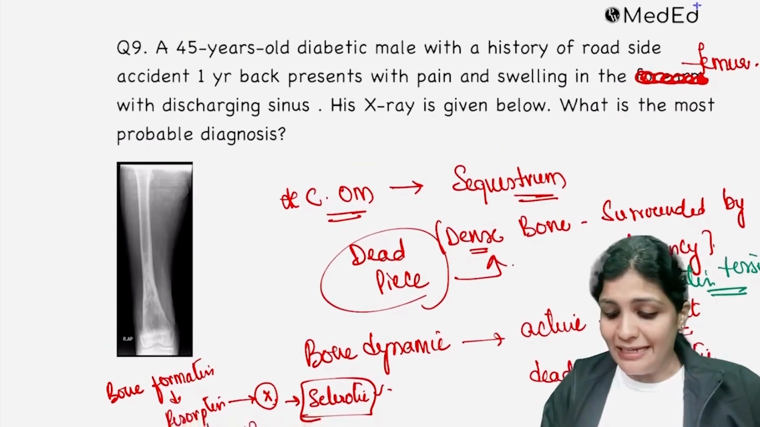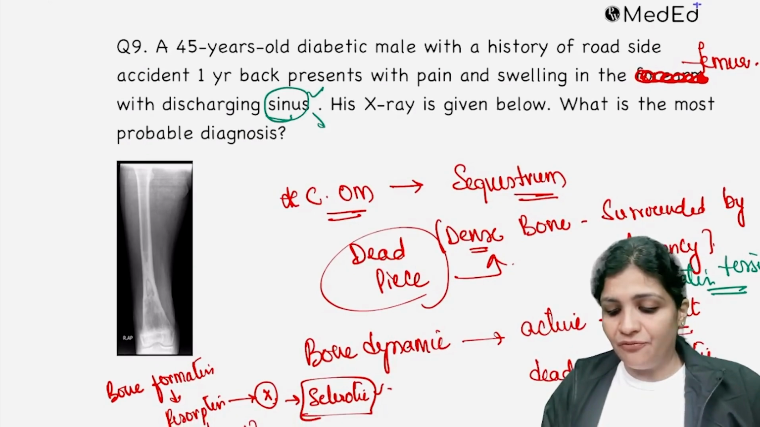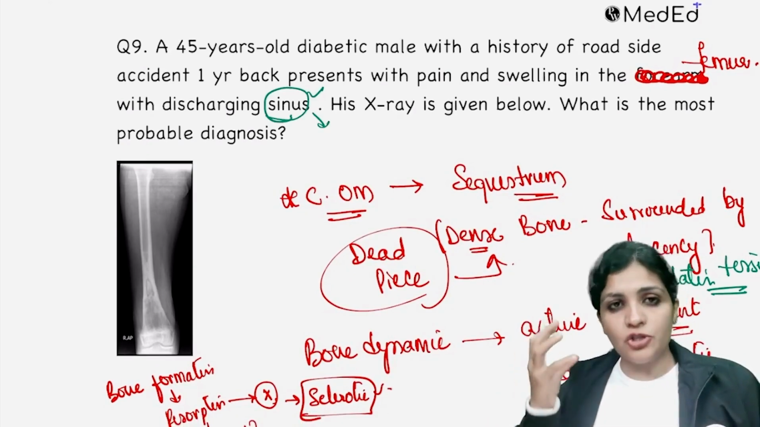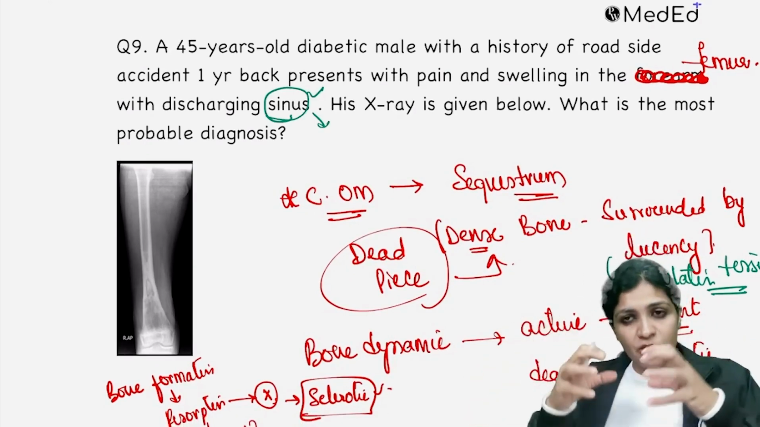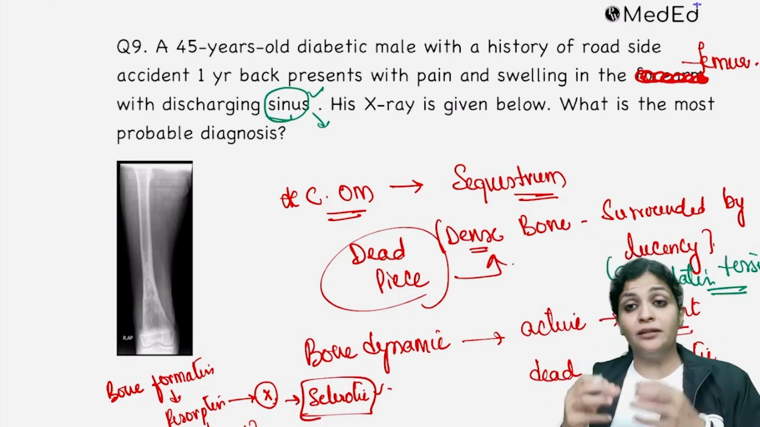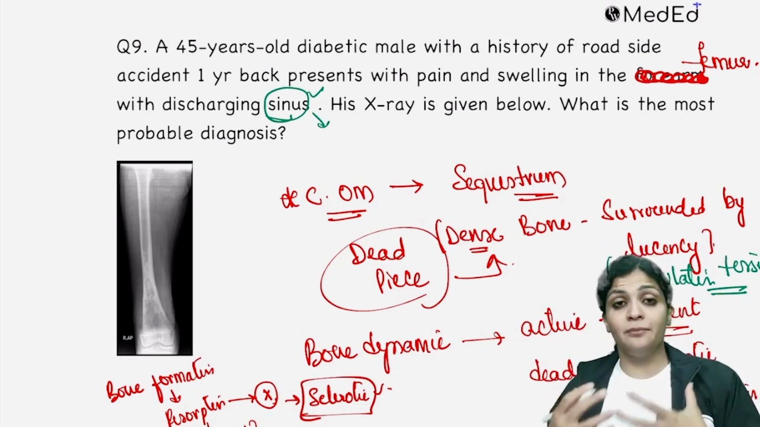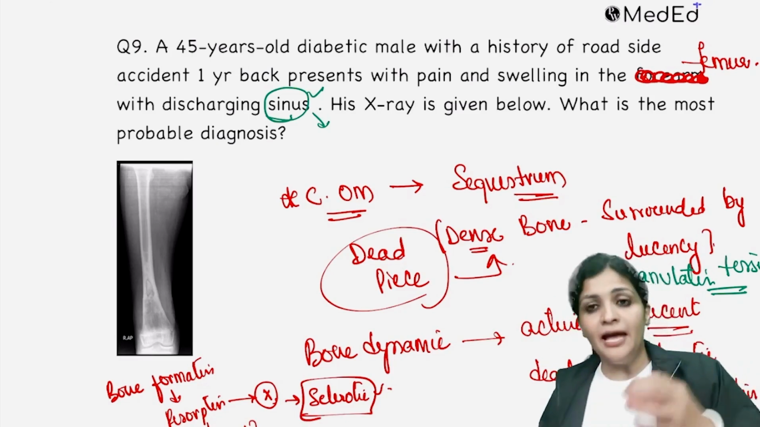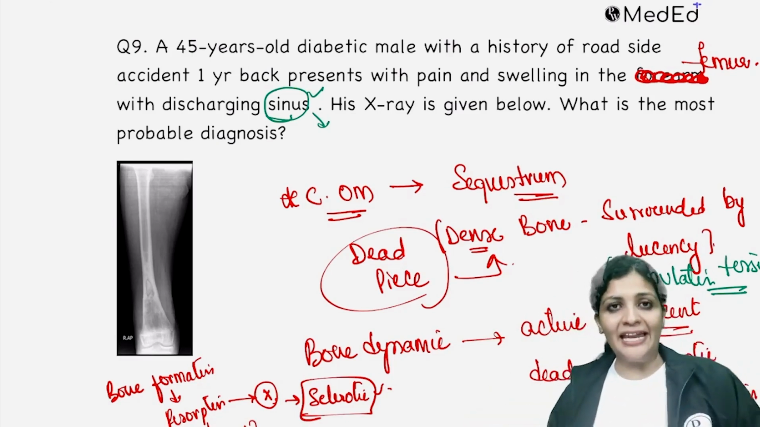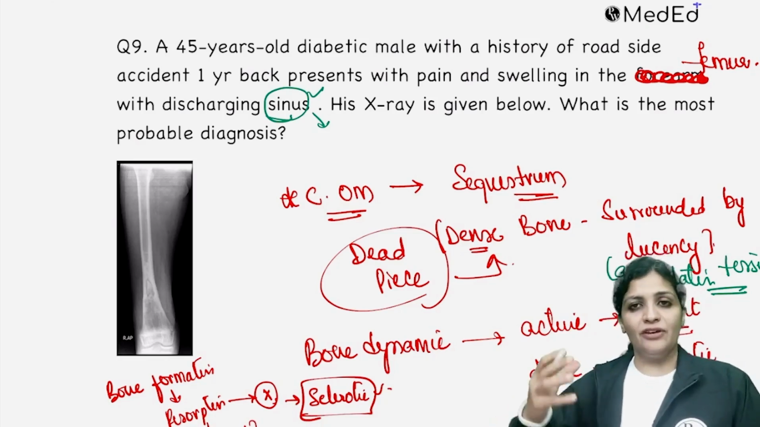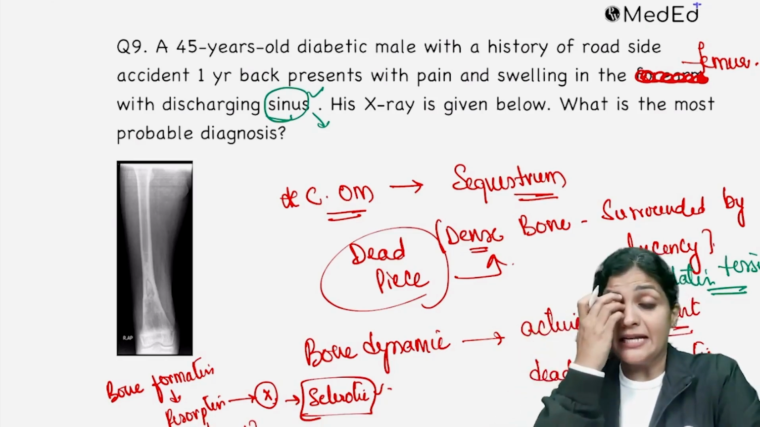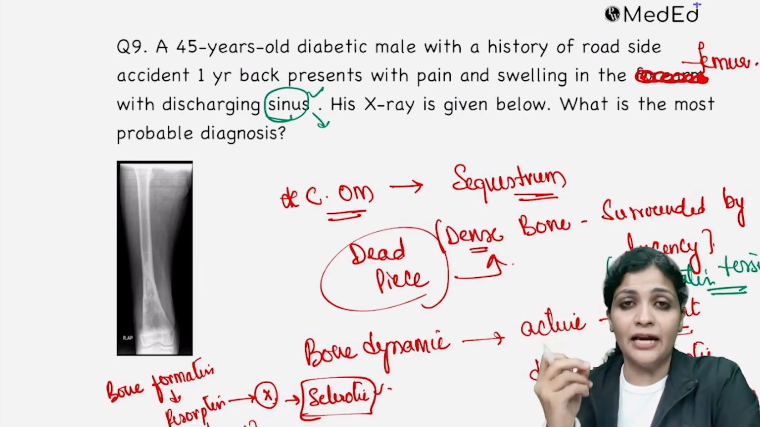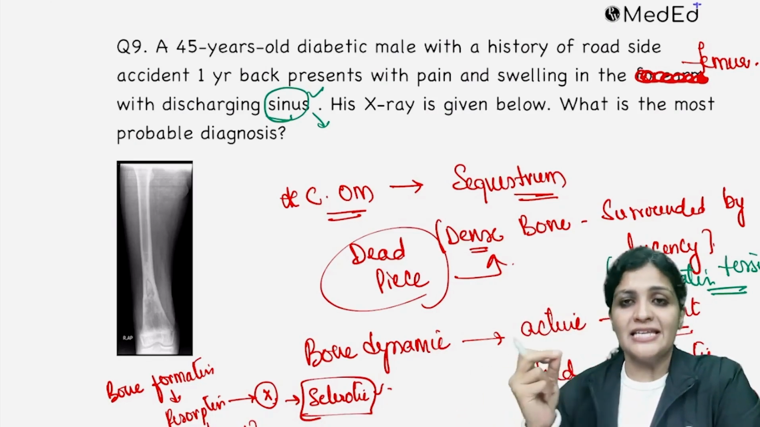Whenever you see a sinus, a discharging sinus is a feature of chronic osteomyelitis. That means there is an infection present inside the body which the body defense mechanism cannot control. Hence, it spreads from the bone to the soft tissue and then it breaks out onto the skin as the sinus, right? So whenever you see a sinus which is discharging bony spicules, that is the dead bone pieces, which is called the sequestrum.